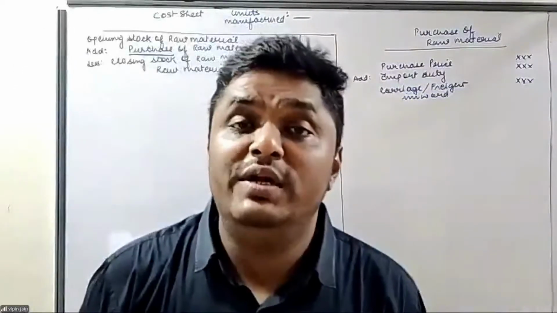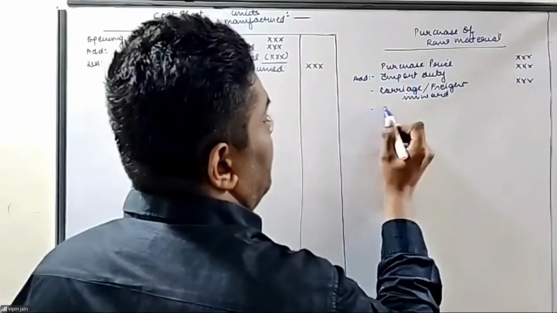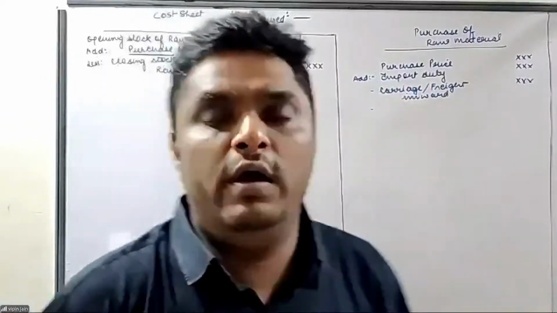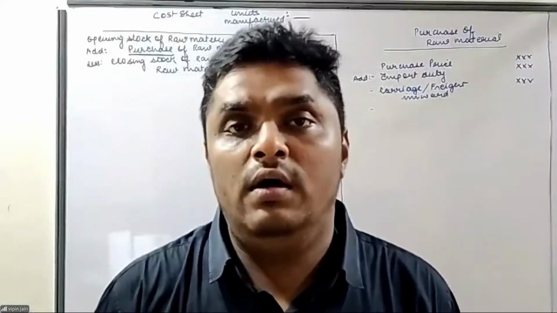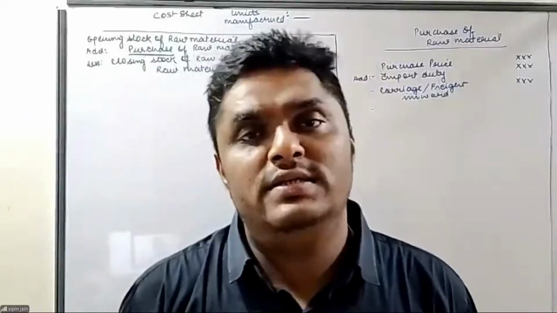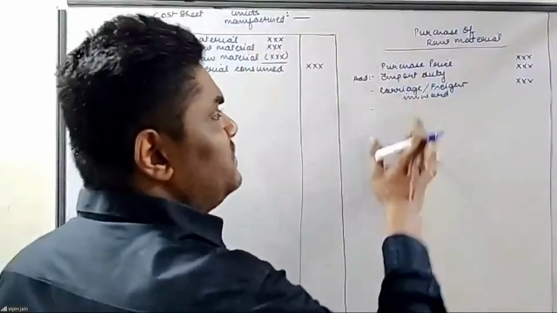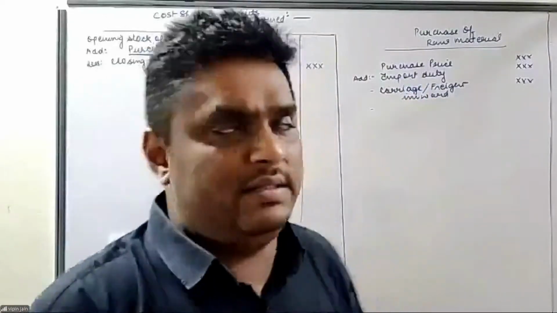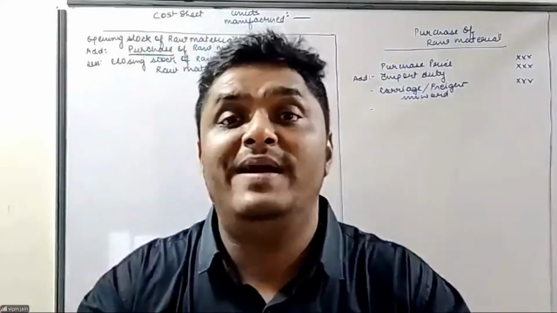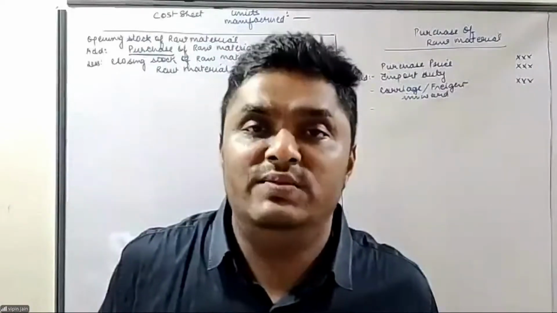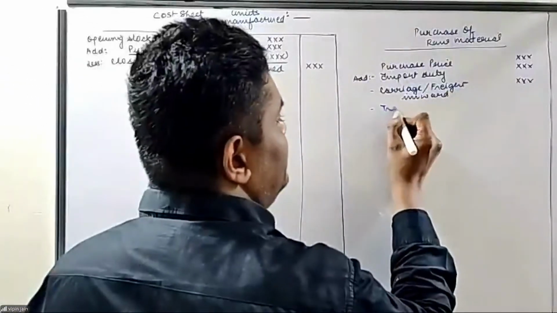Let's say we are paying transit insurance for raw material. Generally in case of import, if we are paying the transit insurance on raw material, then we will add it to the cost of raw material. All these expenses will be included only if they are paid by us, very important. If it is paid by our company only, then it will be included. If it is paid by the supplier, we have nothing to do with this part. So if it is paid by us, then it will be included in this part. So we can say transit insurance.